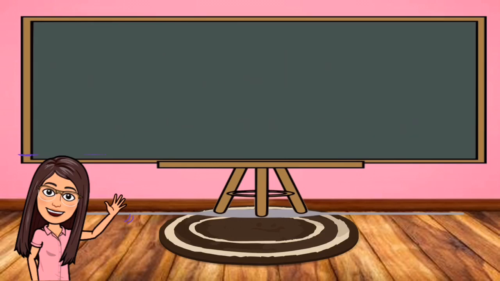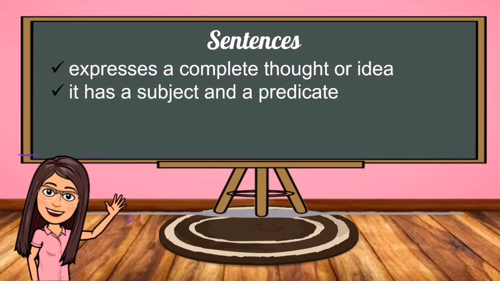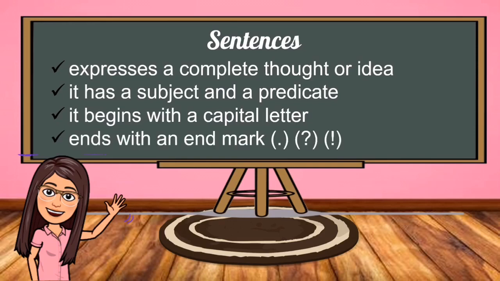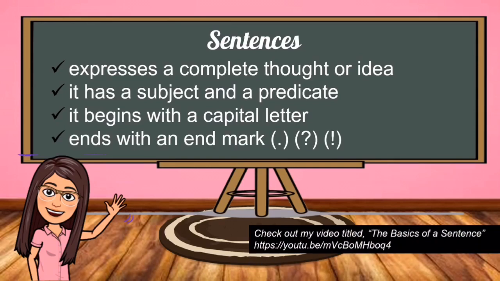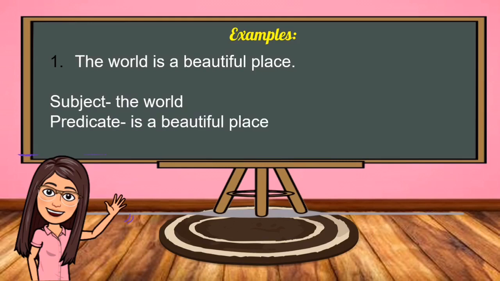Now we proceed with sentences. A sentence expresses a complete thought or idea. It has a subject and a predicate. It also begins with a capital letter and ends with an end mark such as a period, question mark, or exclamation point. For example, the world is a beautiful place. The subject is the world, while your predicate is a beautiful place. Notice also that it starts with a capital letter T and ends with a period.